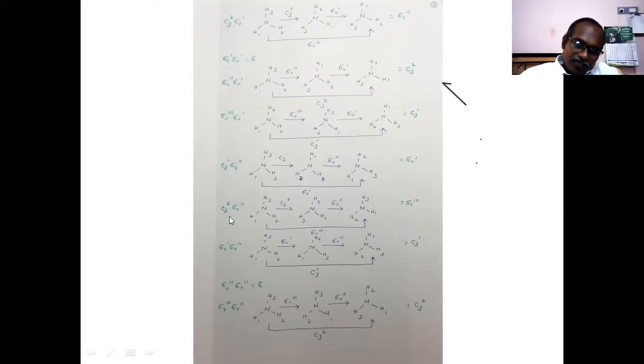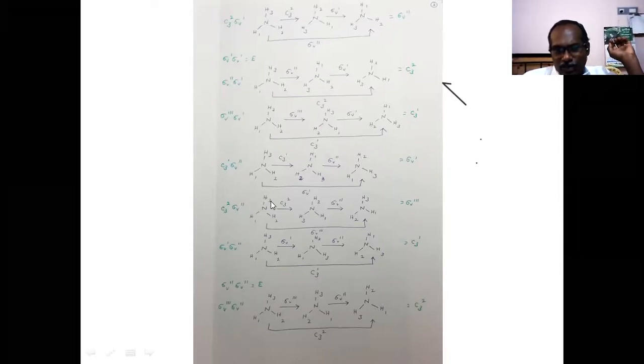Now look at this one, C3 twice and sigma V double dash. What is C3 twice? Rotating the molecule for an angle of 240 degrees. Therefore, you are rotating and 1 comes to this place. Look here, you are rotating 2 and 2 comes to this place. Look here, 3 is changing its position to here. Now we are going to reflect the molecule about sigma V double dash. Sigma V double dash is the plane here. You are not going to change the position of the plane.